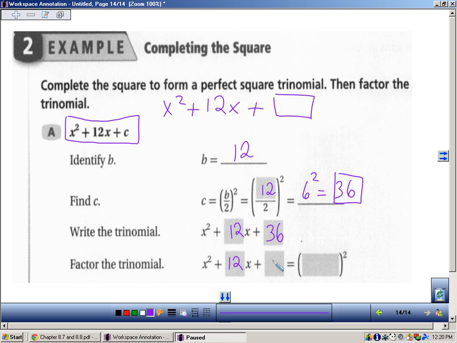And the factored form is x plus 6 squared. Now you might not see how that's factored. So if you don't see it, then use your diamond or your bow tie. Set up your diamond. This is 36, right? And this is 12.